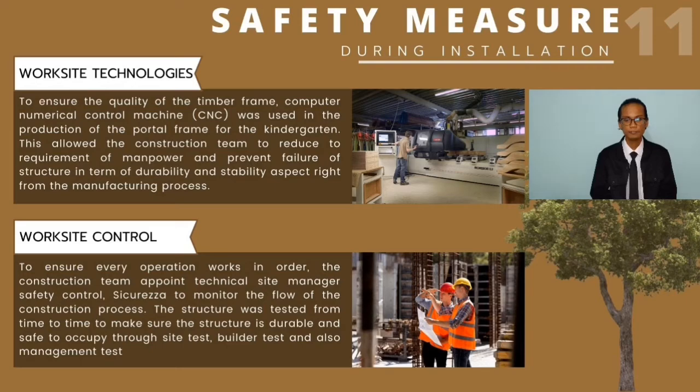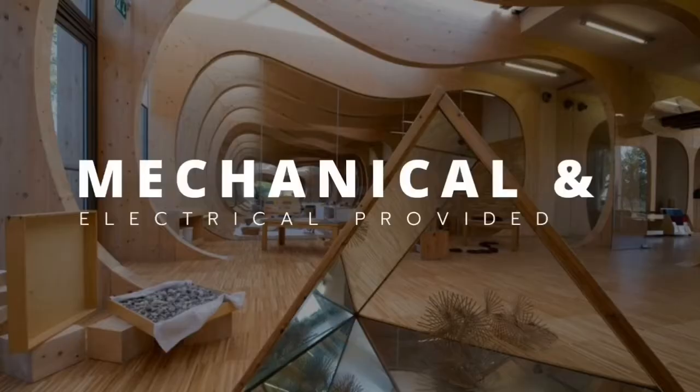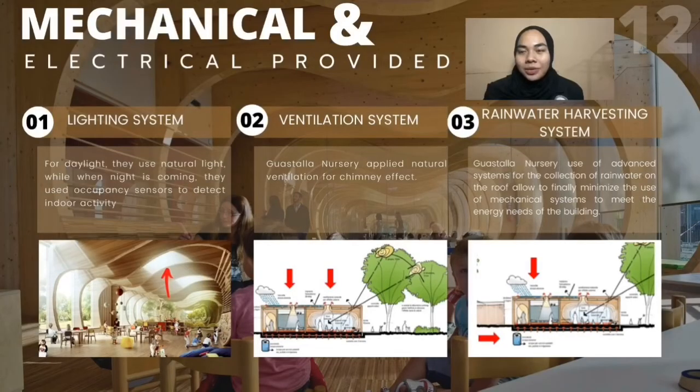The second safety is the worksite control. To ensure every operation works in order, the construction team appoint technical site manager safety control supervisor to monitor the flow of the construction process. The structure was tested from time to time to ensure it is durable, safe to occupy, and work as it intended from the requirement. These are the mechanical and electrical provided in the Guastalla Nursery.